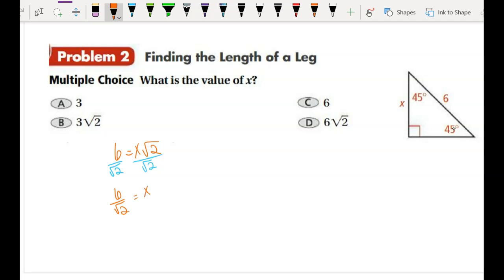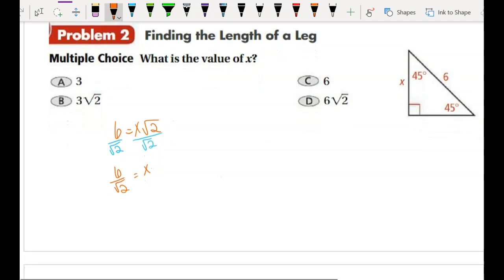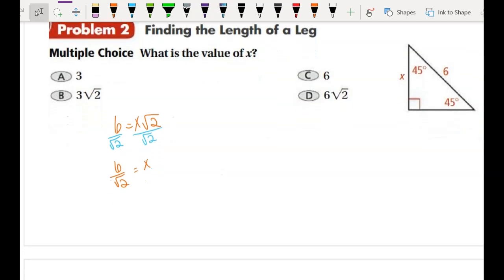Now if you remember back from Algebra 1, you can't have a radical in the denominator. So what we're going to do is we're going to get that guy out. So we're going to multiply by 1, but our 1 is going to look different. Our 1 is going to be disguised as the square root of 2 over the square root of 2. Because anything over itself is just what? It's just 1.